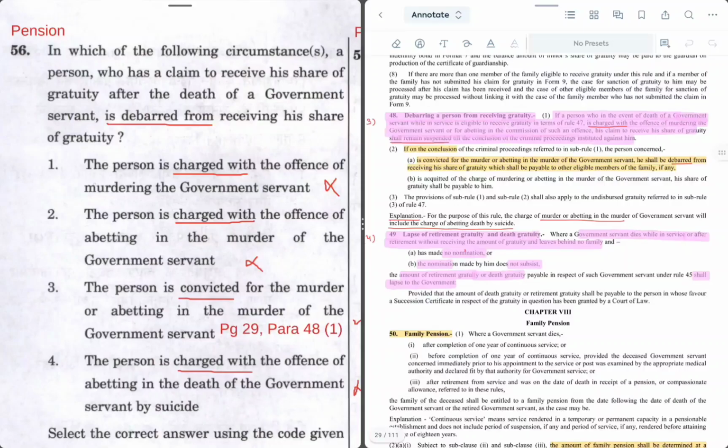So in the question, statement 1 is saying a person is charged with the offense of murdering the government servant. So this is the actual wordplay, charged with.